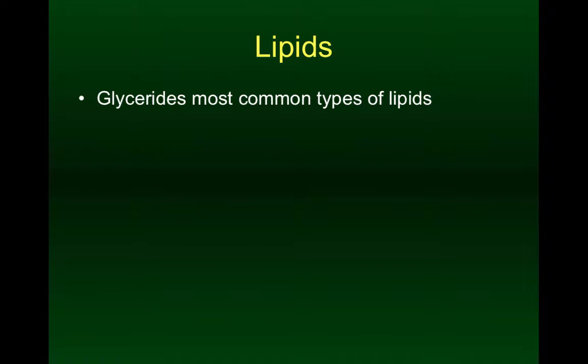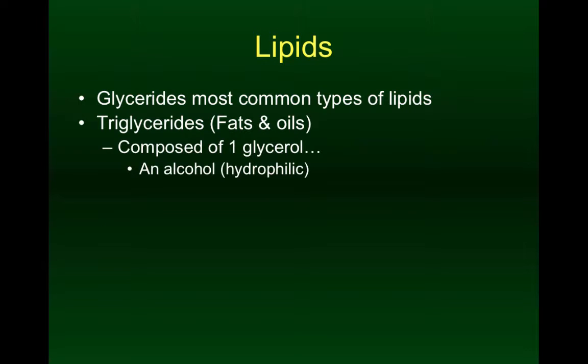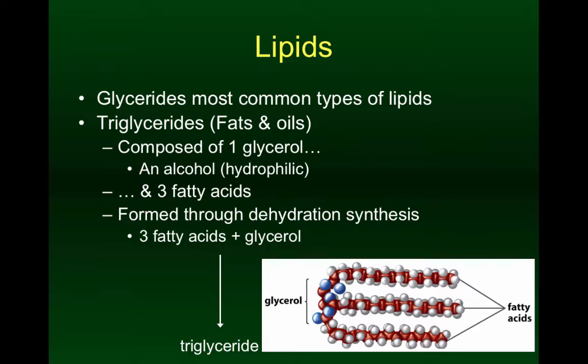So the main one that we're going to focus on for this lecture is going to be the glyceride. Right? And so glycerides, primarily triglycerides, are the main dietary component of the fats we experience every day. So a triglyceride is going to consist of a single glycerol molecule, which is an alcohol and therefore is hydrophilic, and 3 fatty acid tails. By taking 3 fatty acid tails and 1 glycerol and doing some dehydration synthesis reactions, we create a larger triglyceride molecule. Down here, you can actually see the structure of this.